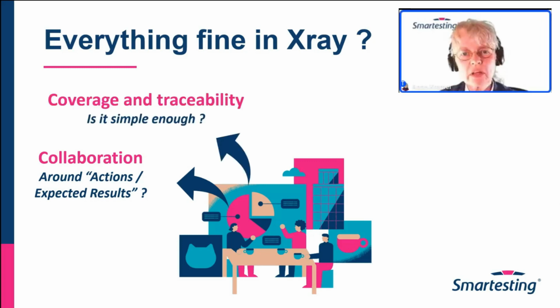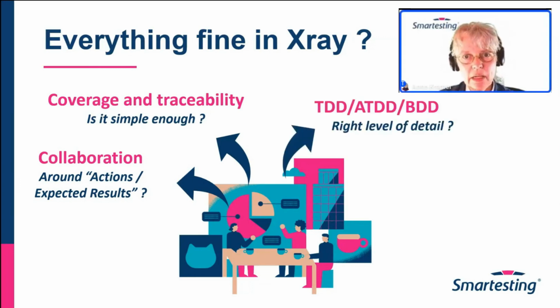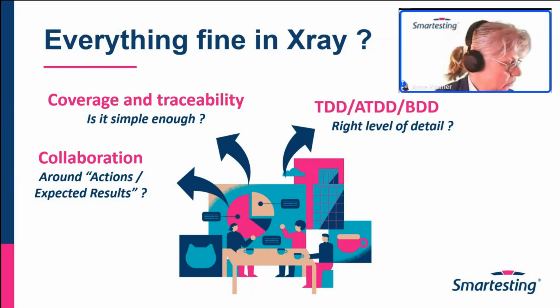The second one is coverage and traceability. It's possible to create coverage links between test cases and other Jira issues, and this is really, really powerful. Still, you have to do the linking. You have to maintain the links, and maybe it can be simpler. Then, if you use Xray, you can use Xray together with BDD. You can write your tests in Xray as Gherkin scenarios, and then use, for example, Cucumber to execute them.